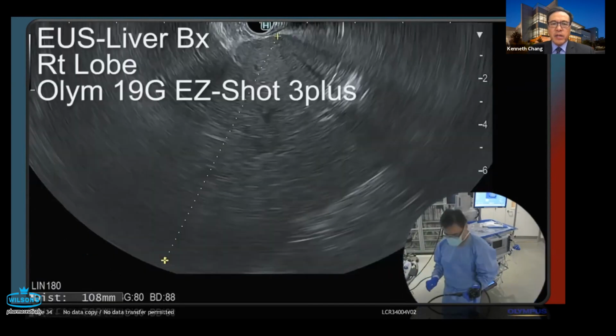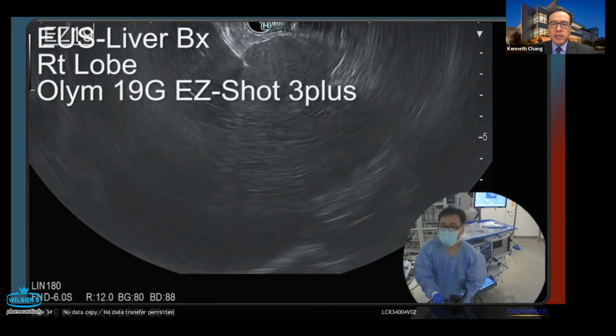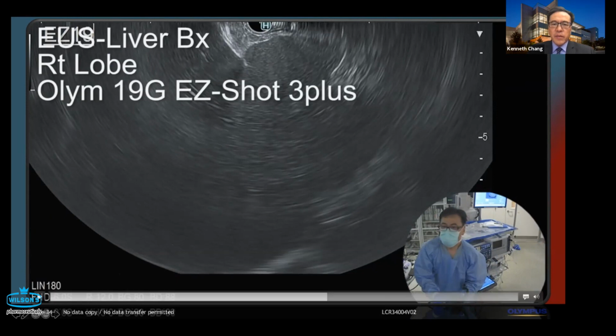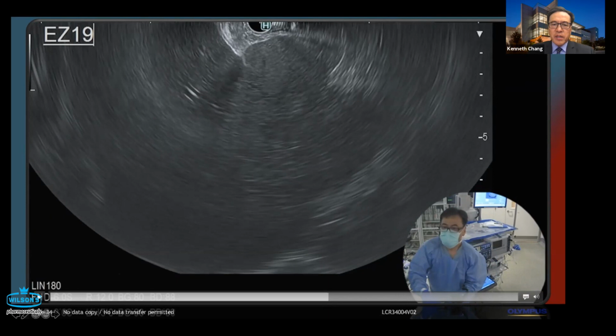And here we are, I'm using the Olympus 19 gauge Easy Shot 3. It's a Mangini sharp tip needle. And here I'm in the right lobe. And you can see in the right lobe, I've got a lot of distance of liver with no intervening vessels. So the right lobe is actually better than the left lobe for liver biopsy.